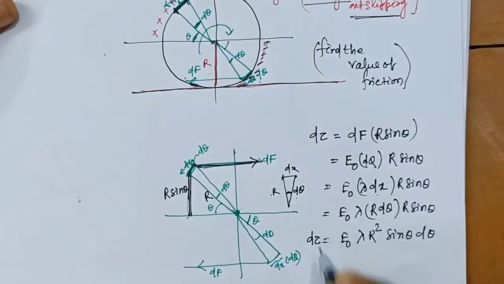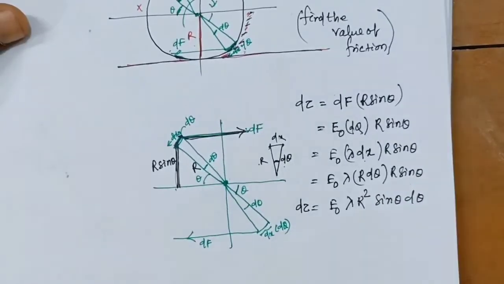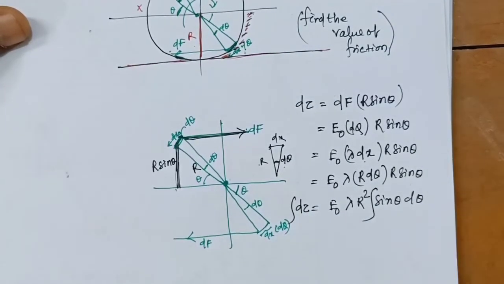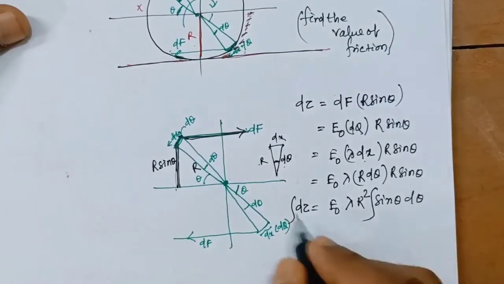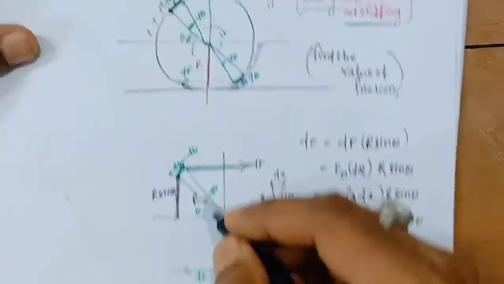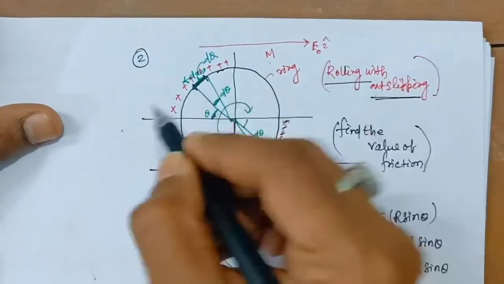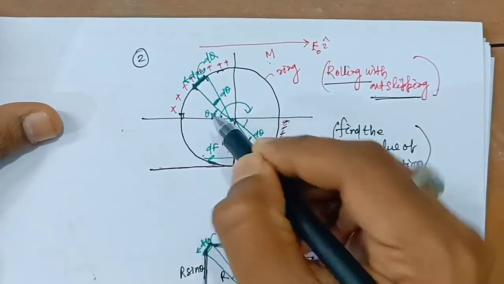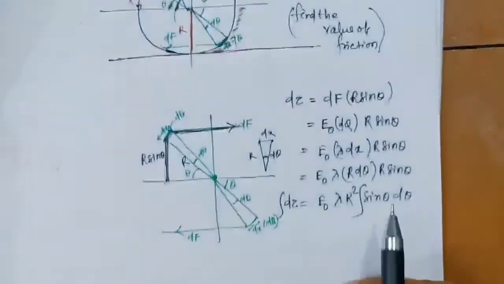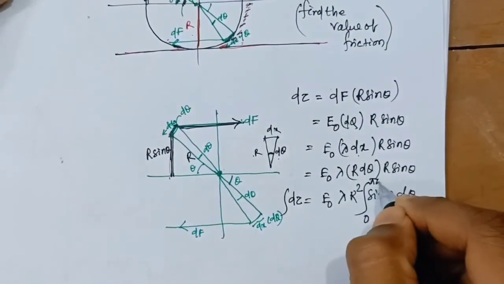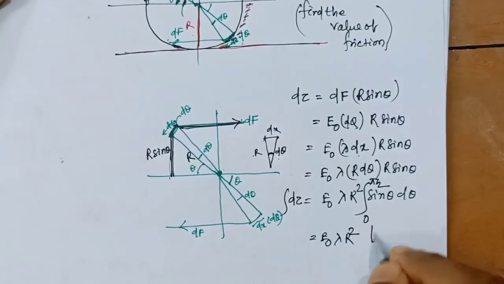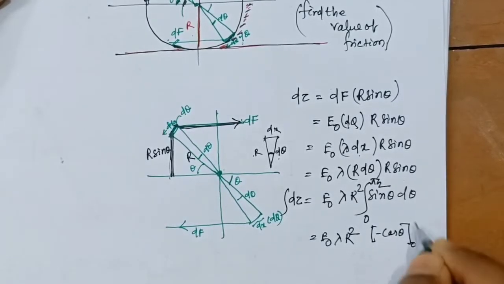In the upper half section, for a small element, this much torque is generated. If I integrate this, I will get the torque of the upper half section. What should be the limit? If the element is here, this angle is 0, and maximum it goes from 0 to pi by 2. So E naught lambda r square, integration of sin theta is minus cos theta, from 0 to pi by 2.